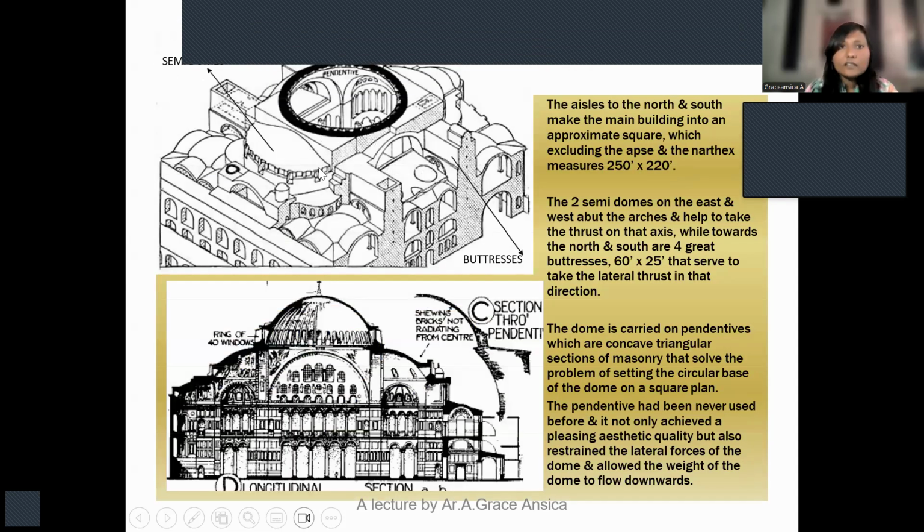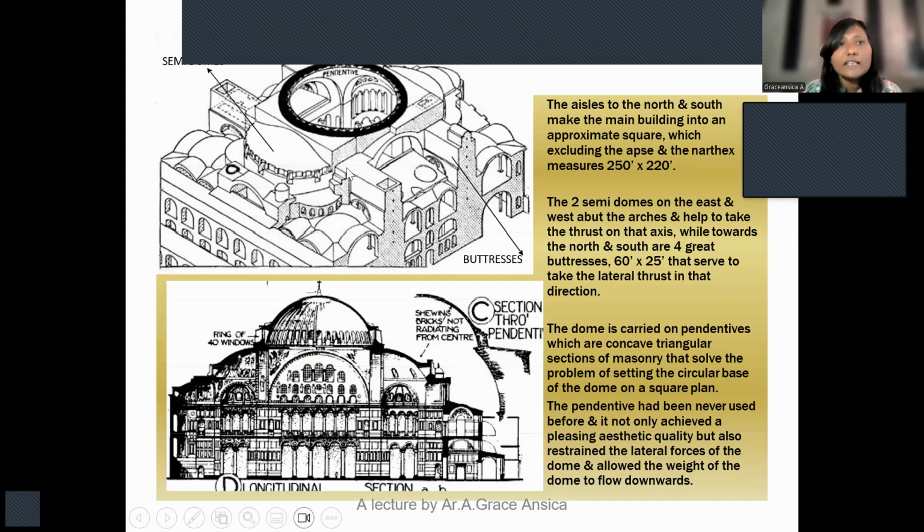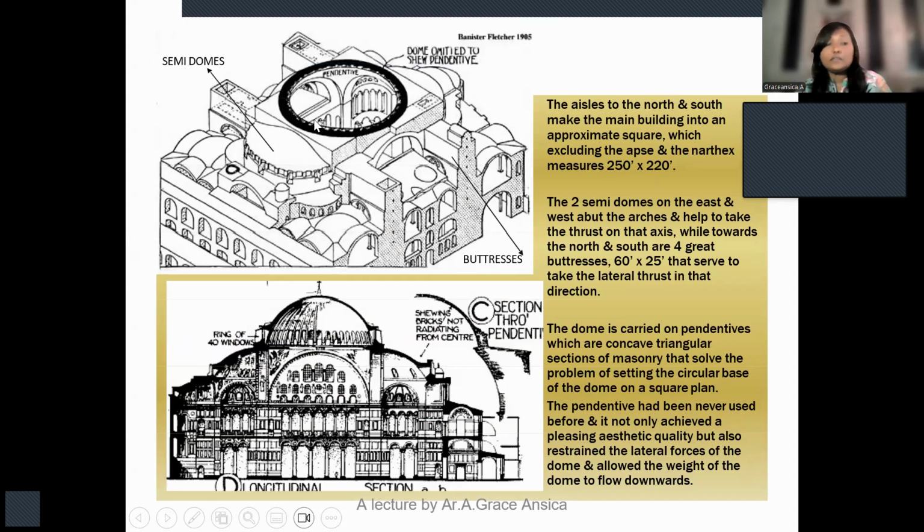Now let's see the interior of it, a sectional view. You can see that there are 4 buttresses here. Since the dome is huge and this entire nave area is very huge, this wall has to be supported, for which 4 buttresses were added. You can see how huge the buttress is. One, two, three, and 4 buttresses were added to it.